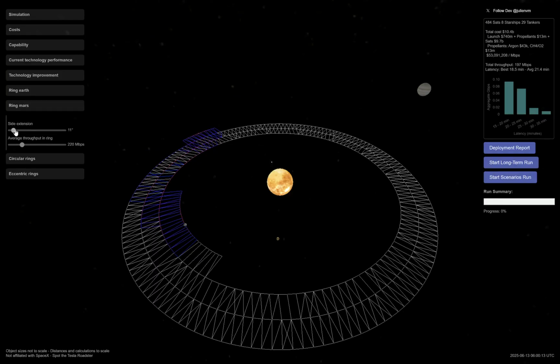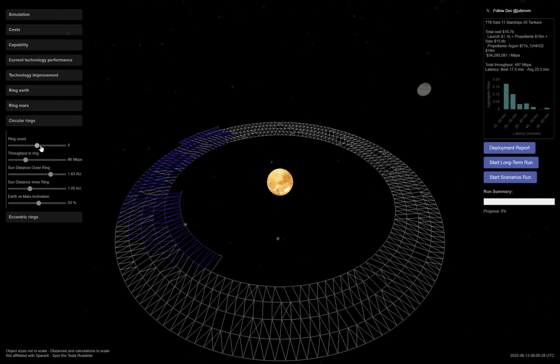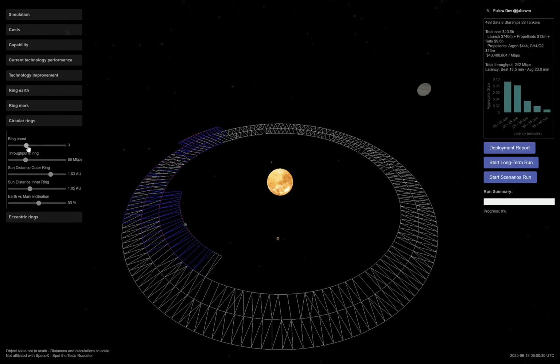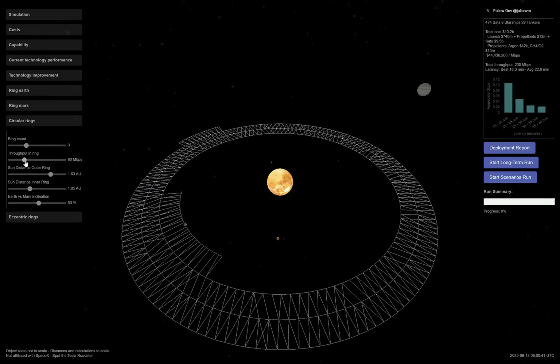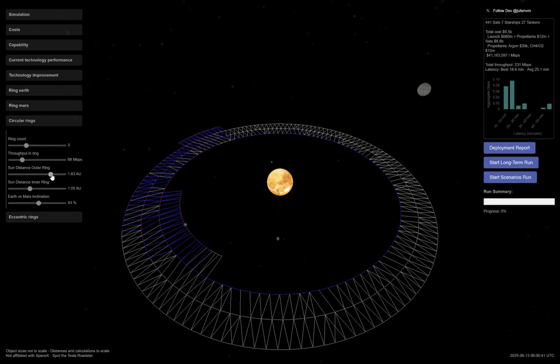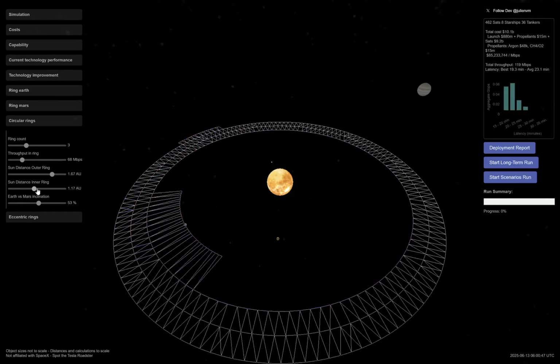The same goes with the ring of Mars, which you can extend here, or you can reduce. Then you have the circular rings. Here there are 3 of them, but you can increase the number to, well, essentially as many as you want. And you can increase the number of satellites within the ring. So here I can increase, and that really increases the number of satellites. You can set the distance of the outer ring and the distance of the inner ring.